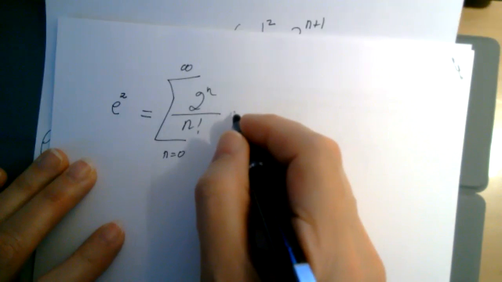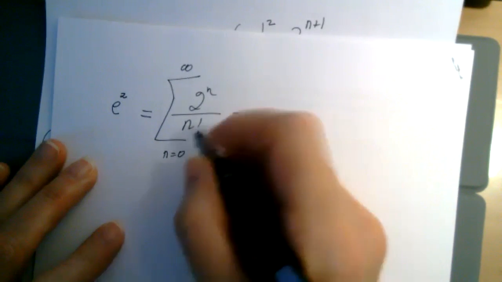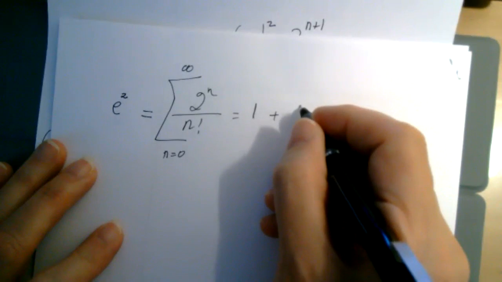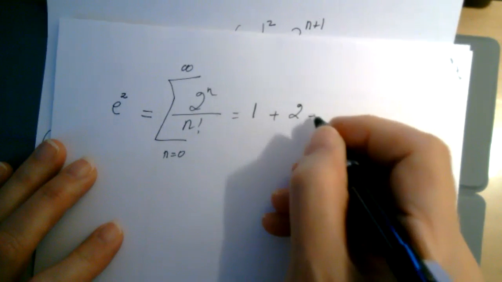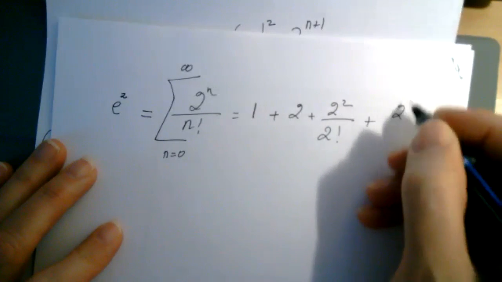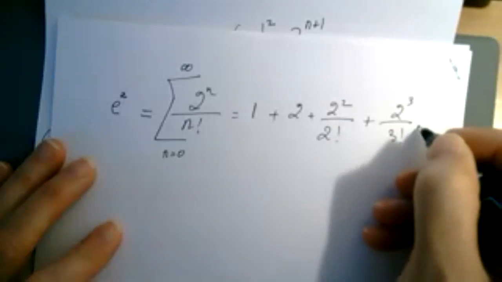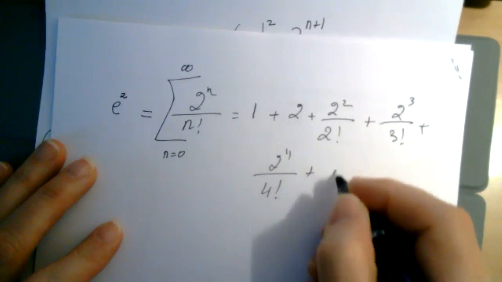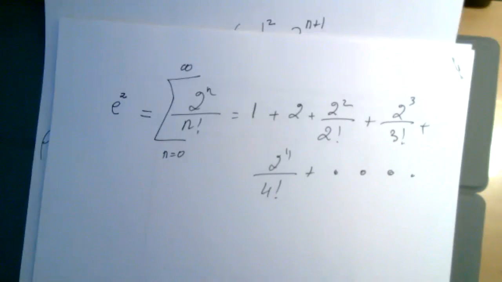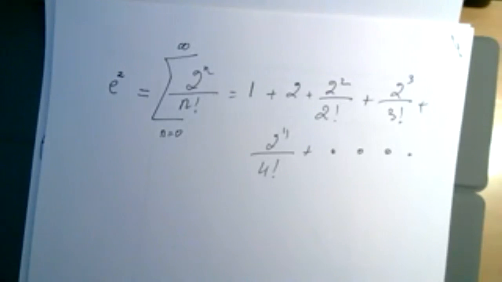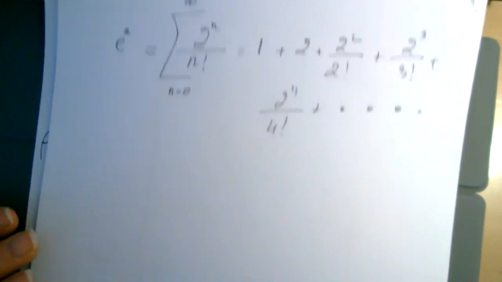All right, so here it means basically, if n equals 0, I'm starting at 1, n equals 1 gives 2, plus 2 squared over 2 factorial, over 3 factorial, 2 to the 4 over 4 factorial, and so on and so forth. That's really the series I'm looking at. And I'm going to show you that it converges using the ratio test.